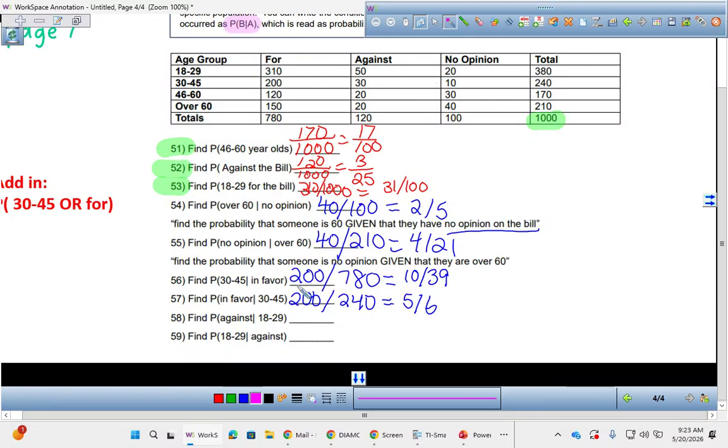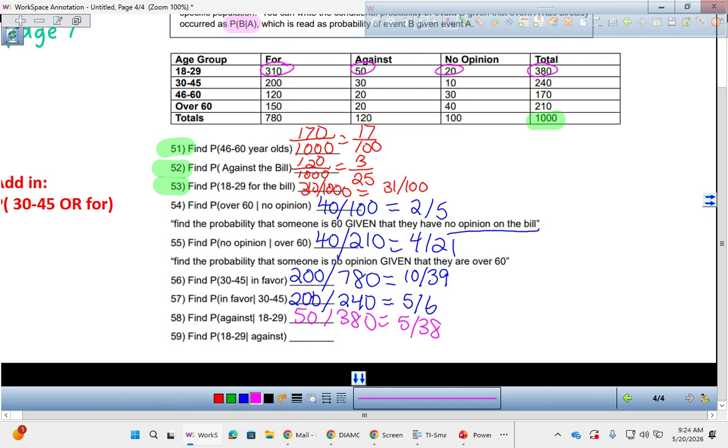All right, tell me what my denominator, at least my original denominator of number 58 would be. 380. I like 380. So I want people against the bill, but first they got to be 18 to 29. So the condition is I got to look at the 18 to 29 year olds. And that total is out of 380. So that denominator is the 18 to 29 year olds. Of those 380, now how many are against? That's where I'm going to pull the 50 from. And so the answer for this one would be 5 out of 38.